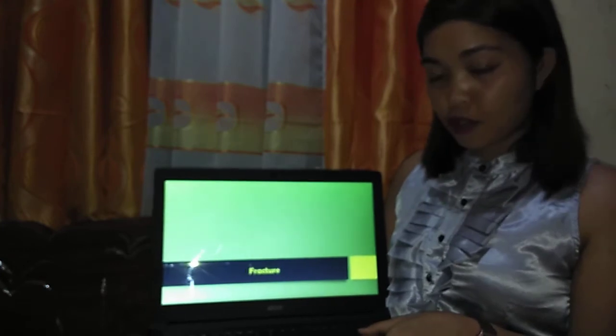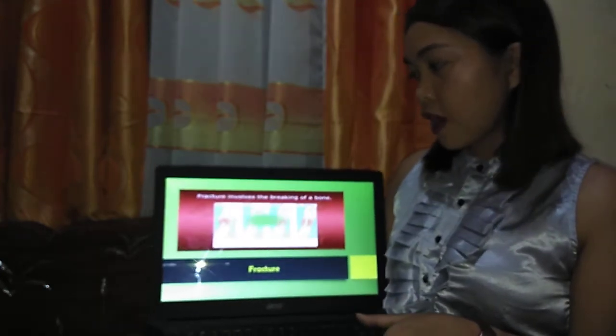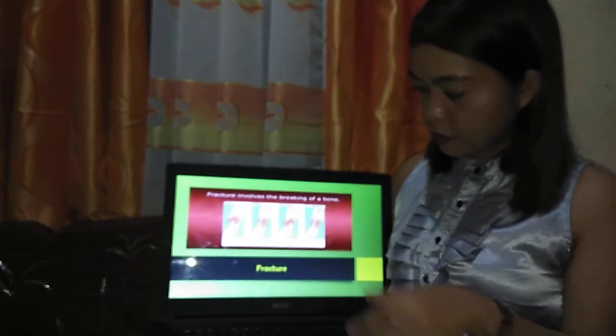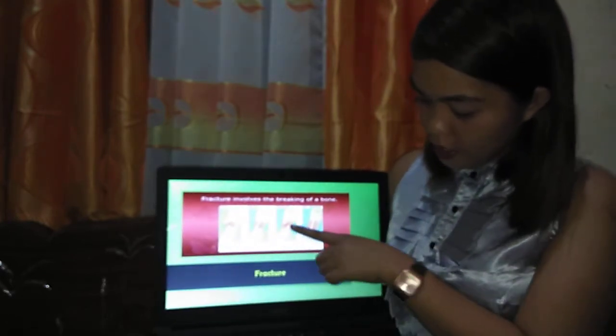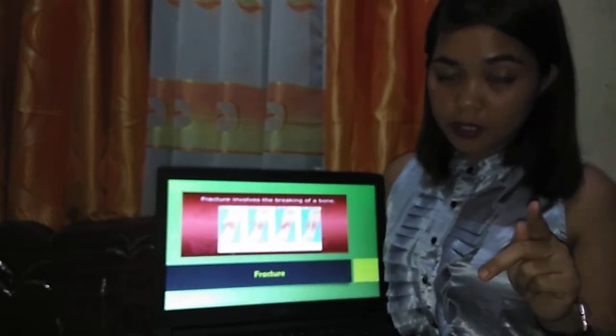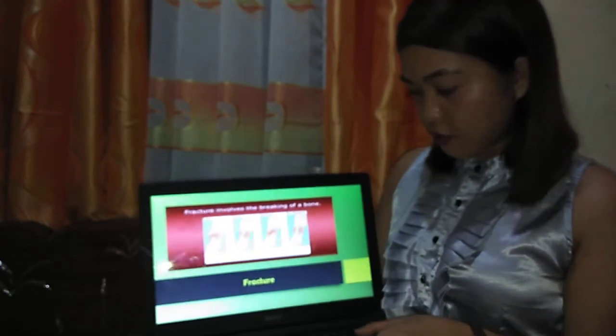Number 3 is fracture. Fractures involve the breaking of the bone. So, ito yung examples ng mga fracture. Nag-break na yung bones or nalinsad na yung bones. Yun yung fracture.